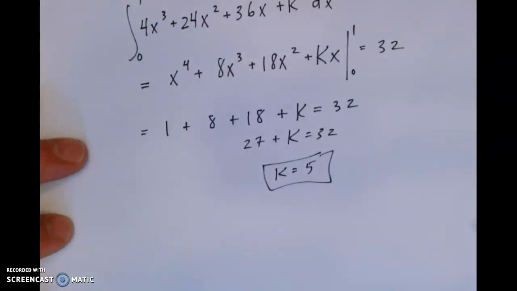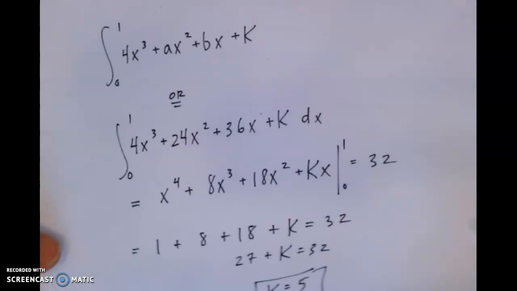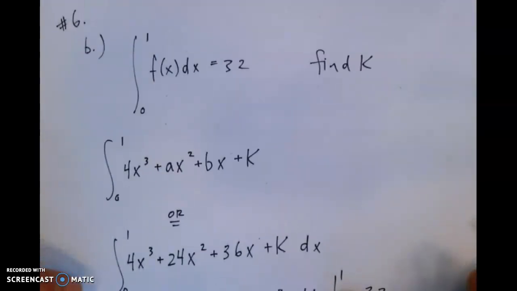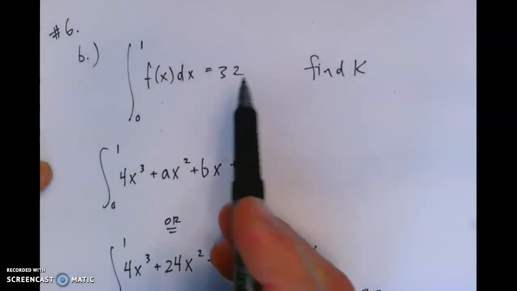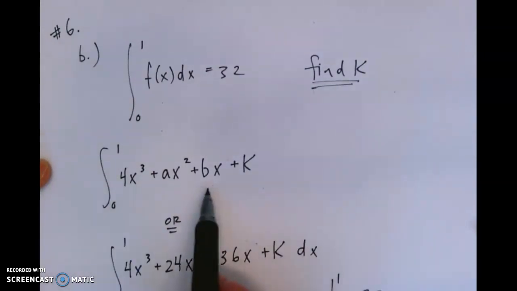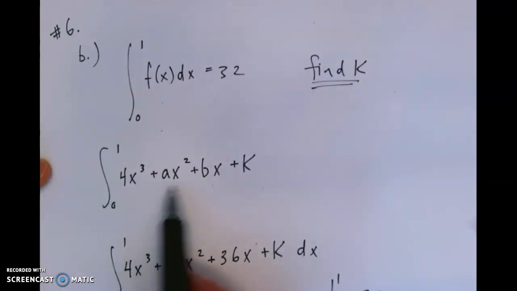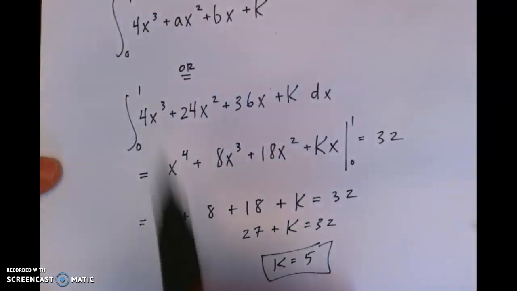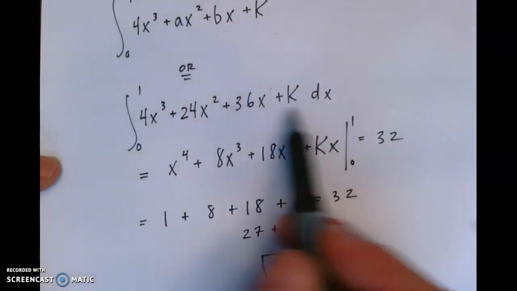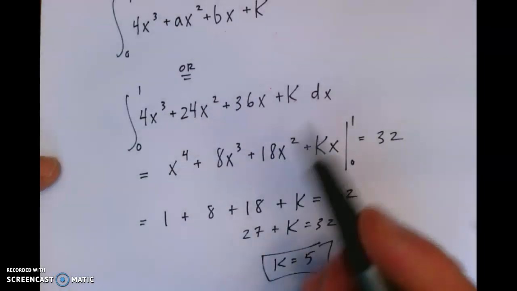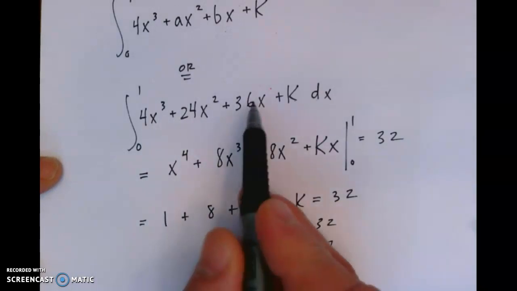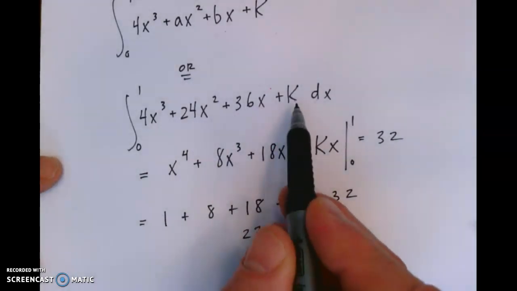Okay, second one, right here, is the integral of f of x from 0 to 1 is equal to 32. Find k. So we plug it in, and we're integrating this. But notice, remember we solve for a and b, so really we go right to this value right here. 4x cubed, so on and so forth. So in this case right here, this is a very basic reverse power rule. You go up to x to the 4th, this becomes 8x cubed, 18x squared, and k becomes kx.